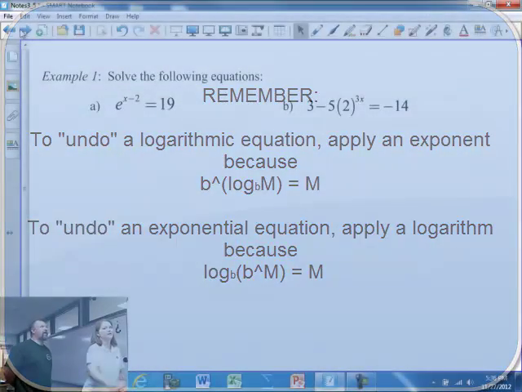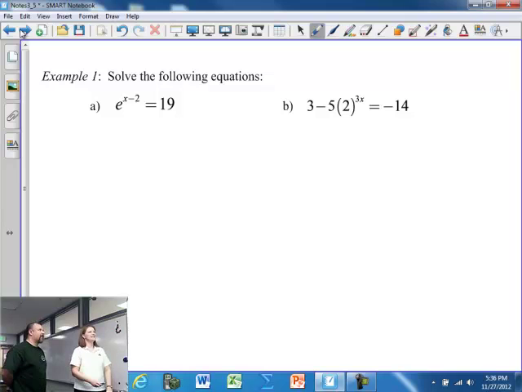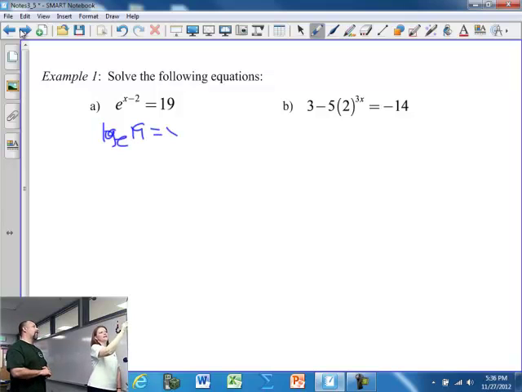Let us solve. We've got 3 pieces on the first one. So, e, which is a base, to an x minus 2 power, equals 19. And I'm solving for x, which is an exponent. So if I wanted to, I could simply put this into log form, which would be log base e of 19 equals x minus 2. But log base e is really just a natural log, and the natural log is really just a button on your calculator.